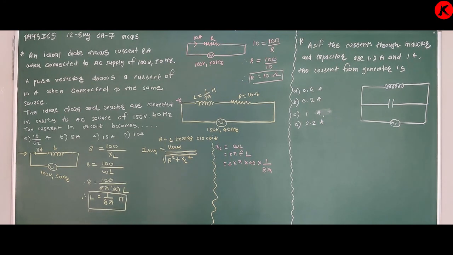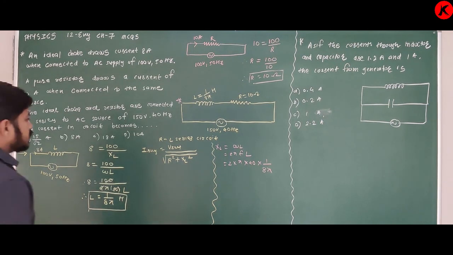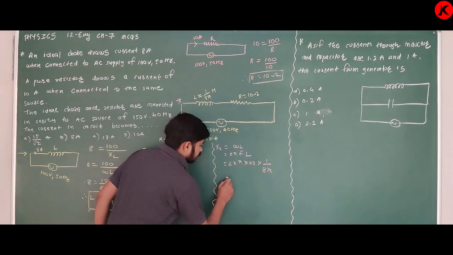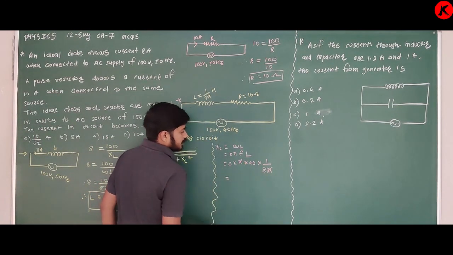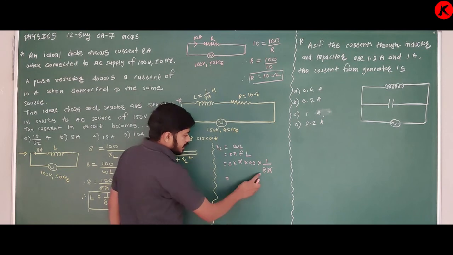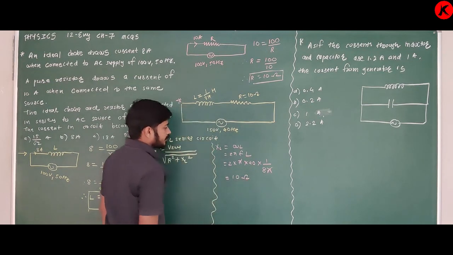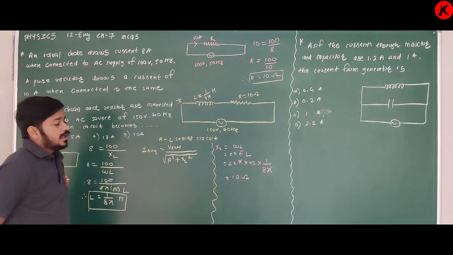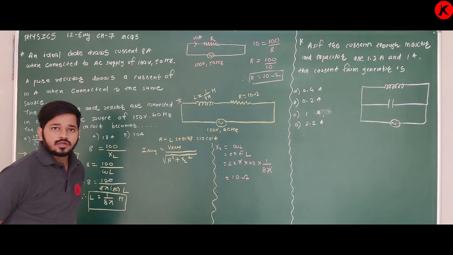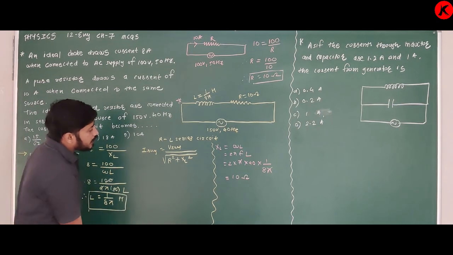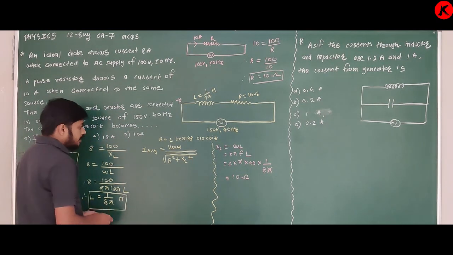Now how to simplify this? The value of XL is equal to pi cancels, 8 into 40 gives 5 times... so it will be 10. Simple. Any doubt? Okay. So what is the value of XL? It is 10 ohm. Now we will put the values in this equation.